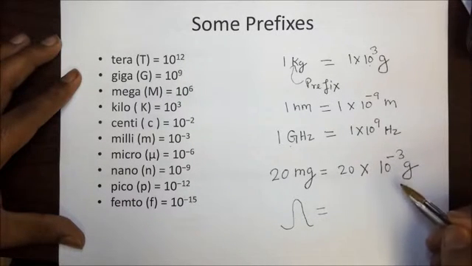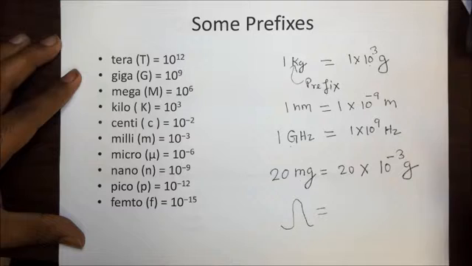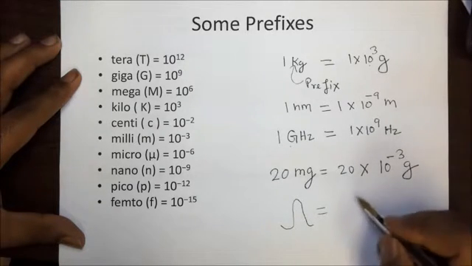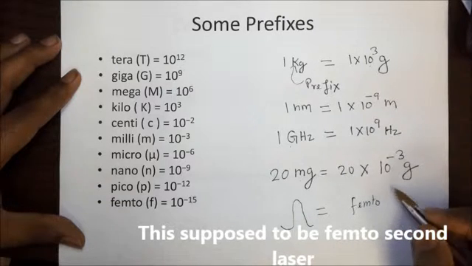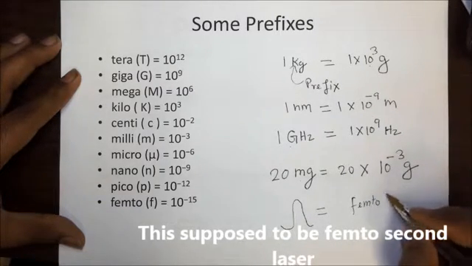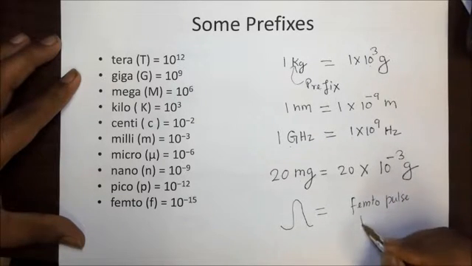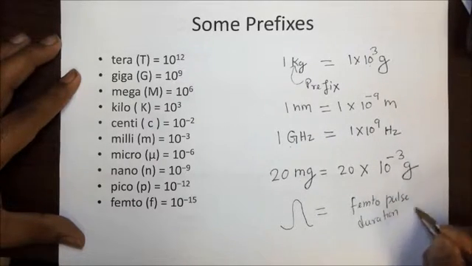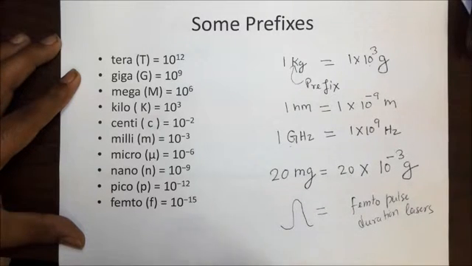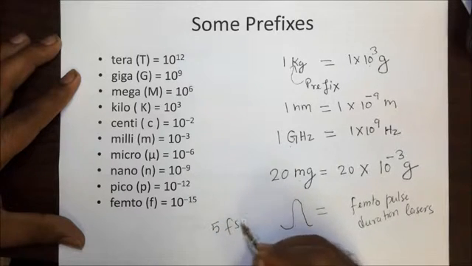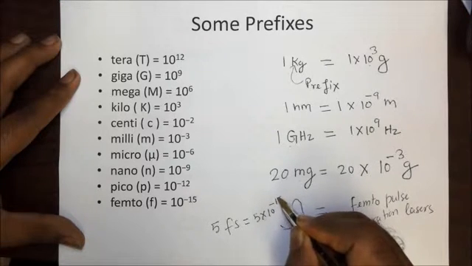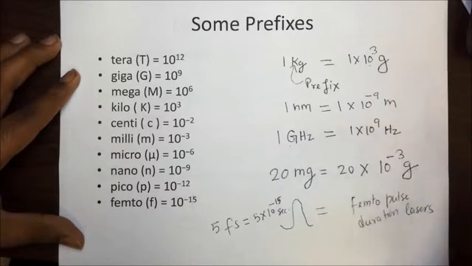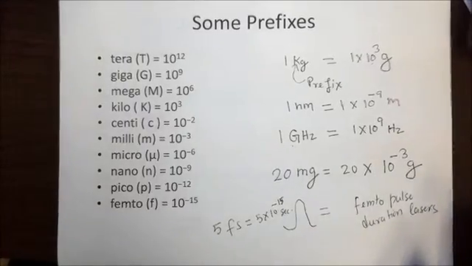The new laser devices have a pulse duration of 10 to the power minus 15 seconds, so they are known as femtosecond lasers. Sorry, femto was a mistake; not femto pulse, but femtosecond pulse duration lasers. Like 5 femtoseconds means 5 times 10 to the power minus 15 second. Alright. So these are things you will see very often.